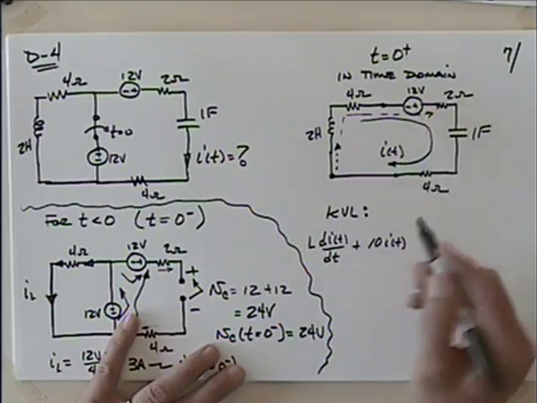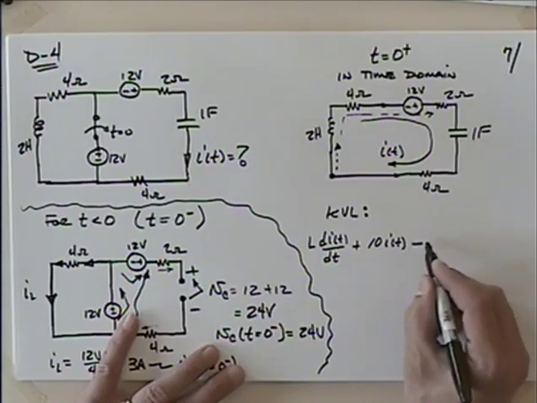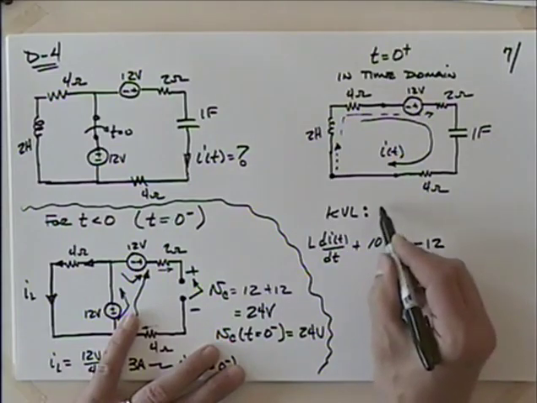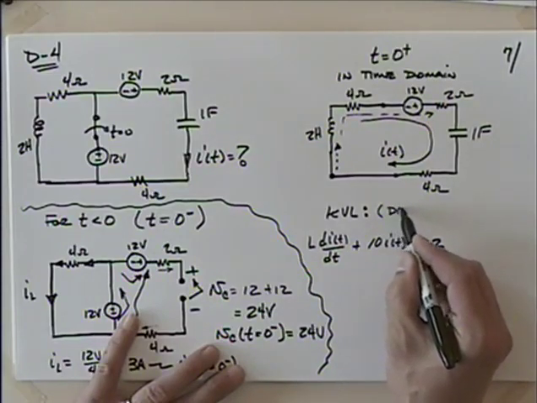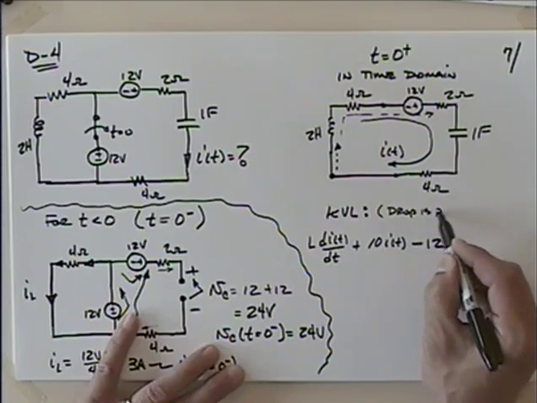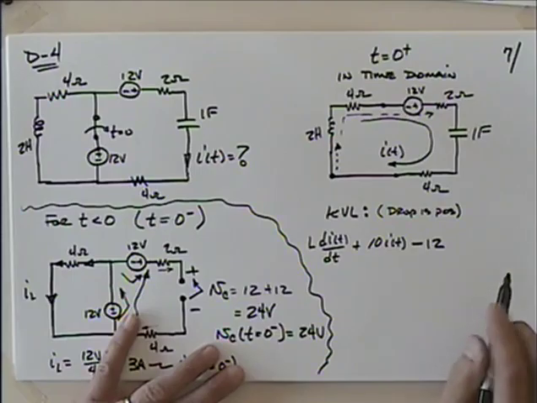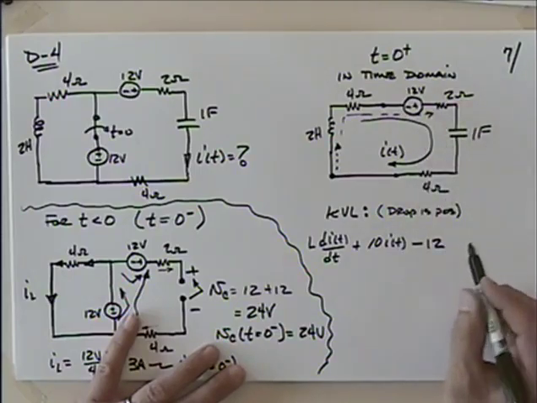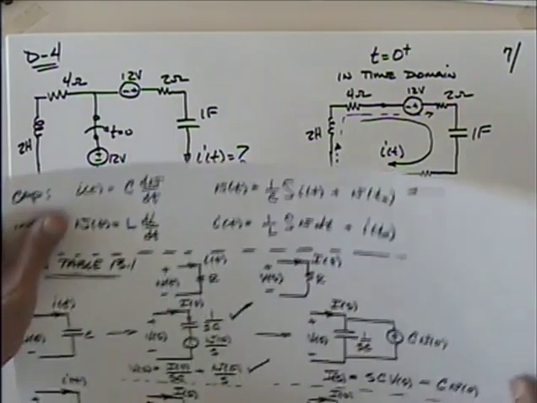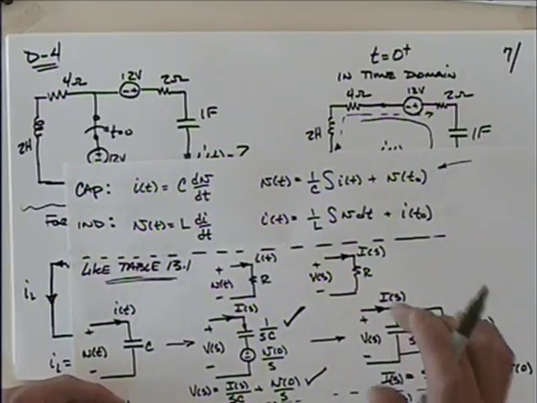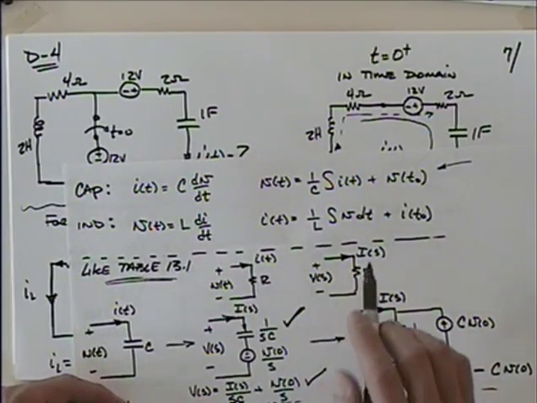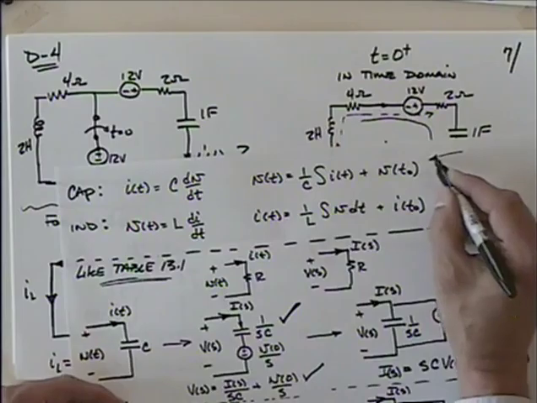We've taken drops as positive. This voltage source is a gain. I'm going from negative to positive. So how's that going to show up? Negative 12. So our drop is positive, like we've done many times in the past. So that's a gain. So that's going to show up as minus 12. I've got all the resistors. I just have to deal with the capacitor. What does a capacitor look like?